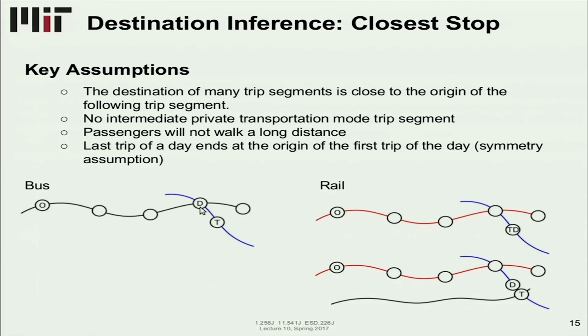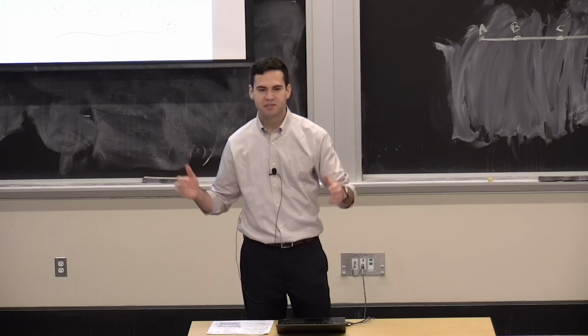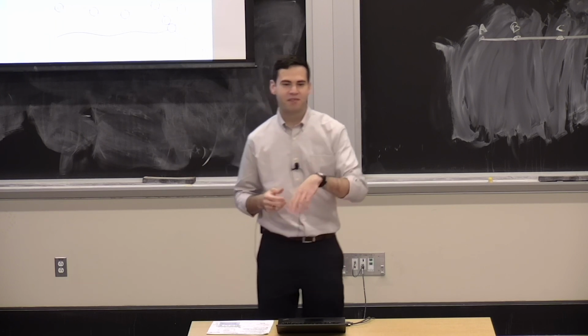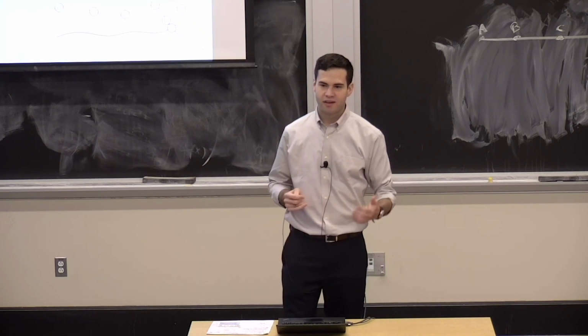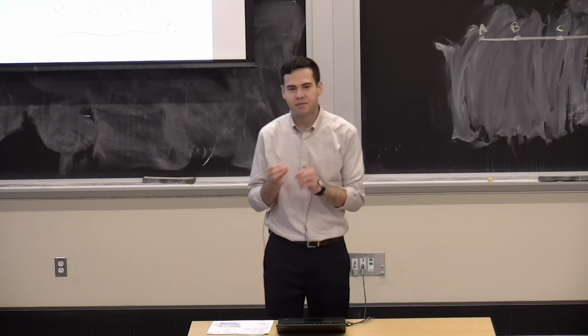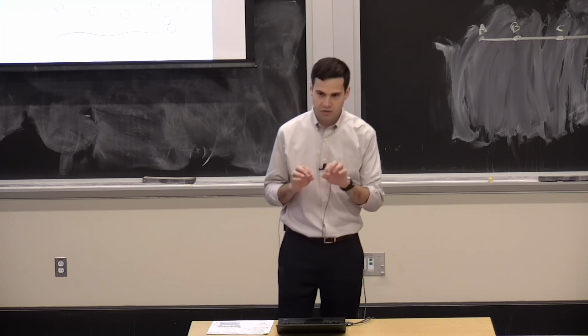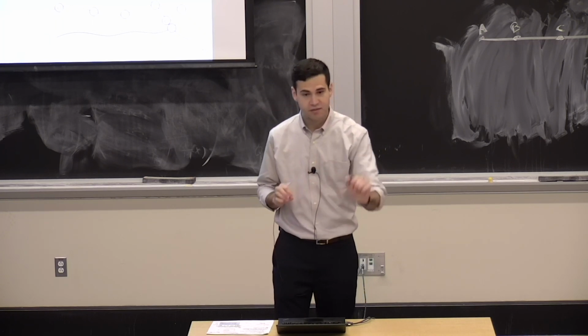If the distance between D and T is small enough. Because if it's 3 kilometers, we might say we have no clue. So this person may have moved with a different mode. And therefore, this assumption of closest stop may not apply in that case. So in those few cases, we won't make an inference of destination.